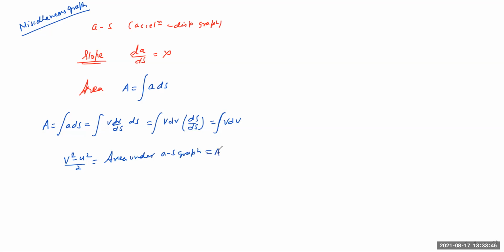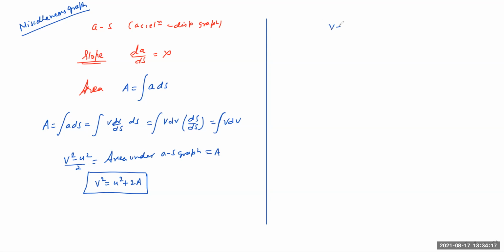So let's call it A. So v square equals u square plus 2A. That's the formula. If they give you the a-s graph, you can find the area and then use this formula to get the final velocity if the initial is known, or you can find the change. So that's again a very interesting graph. Now we'll see an even more interesting graph.